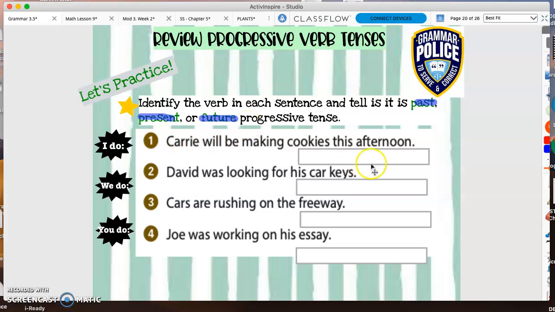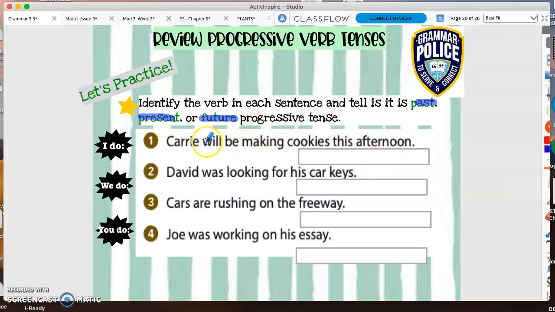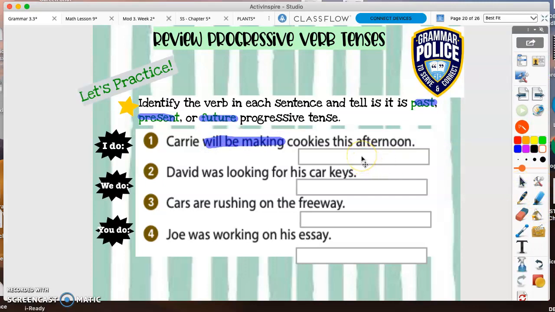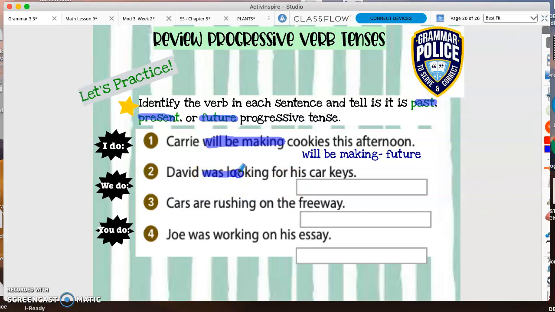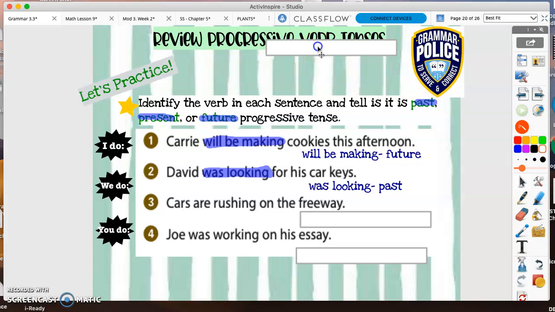Okay, number 1, Carrie will be making cookies this afternoon. Well, will be making shows me that it hasn't happened yet, but it will happen. So this is a future progressive verb. Number 2, David was looking for his car keys. I know that was is the past tense of be, so I believe that was looking is the past progressive verb.